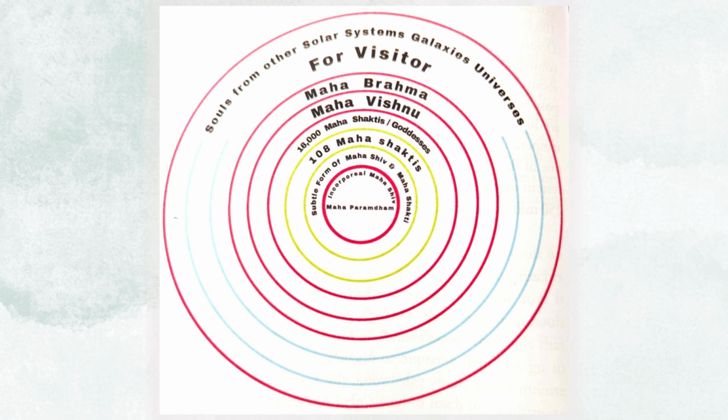Then there are 3 outer layers which are for tourist souls. These are beings from other galaxies or universes who simply come to visit the galaxy. They roam around, see for themselves, and then they go back.